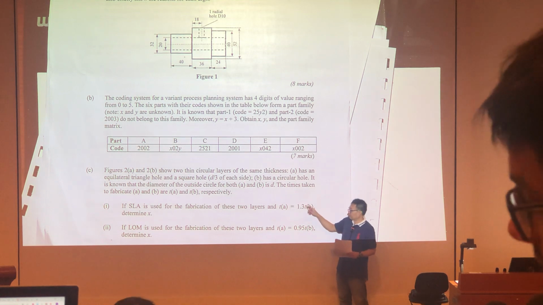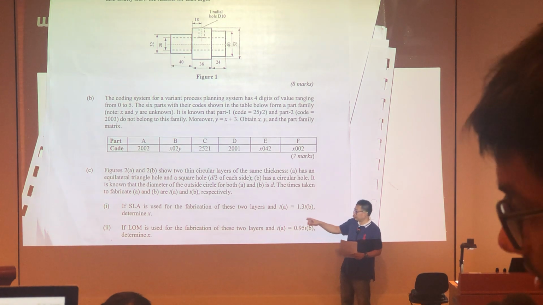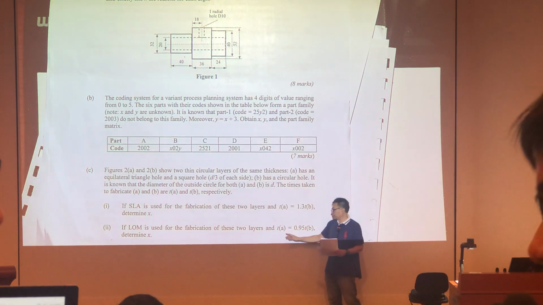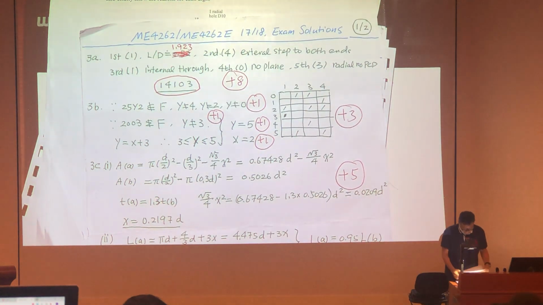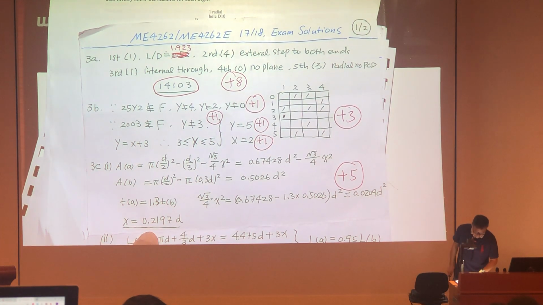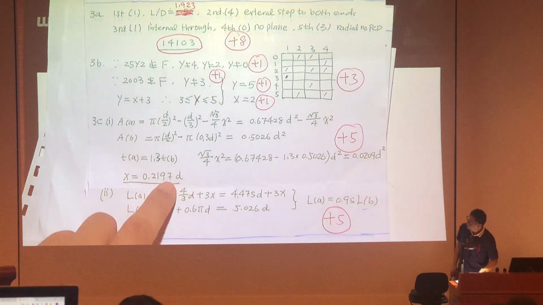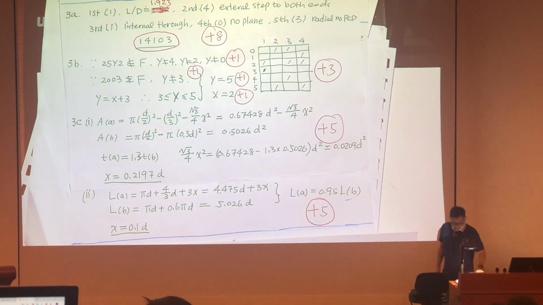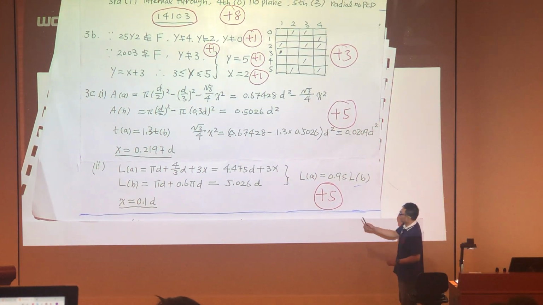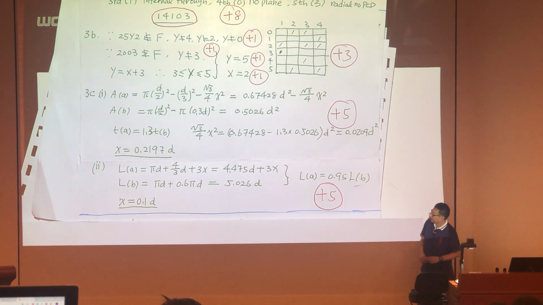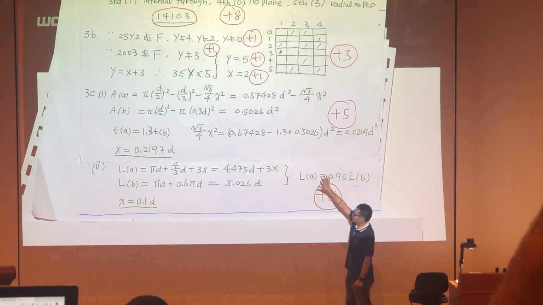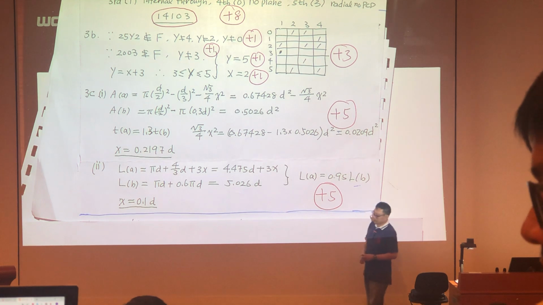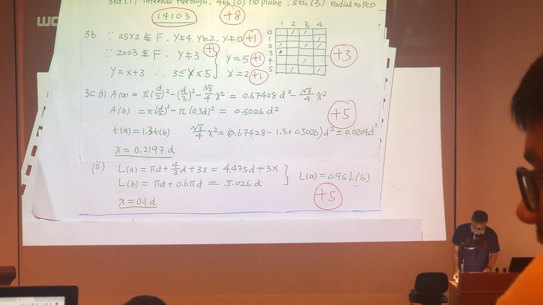For LOM it is the traveling distance of the laser. Okay, so it's the external boundary and internal boundary summation. We have this relationship. I'll show you the results. The first one, for part 1, is x equals 0.2197. And for the second part, x equals 0.1 d. You simply need to establish the relationship. One is regarding 2 areas, the other is 2 traveling distances.